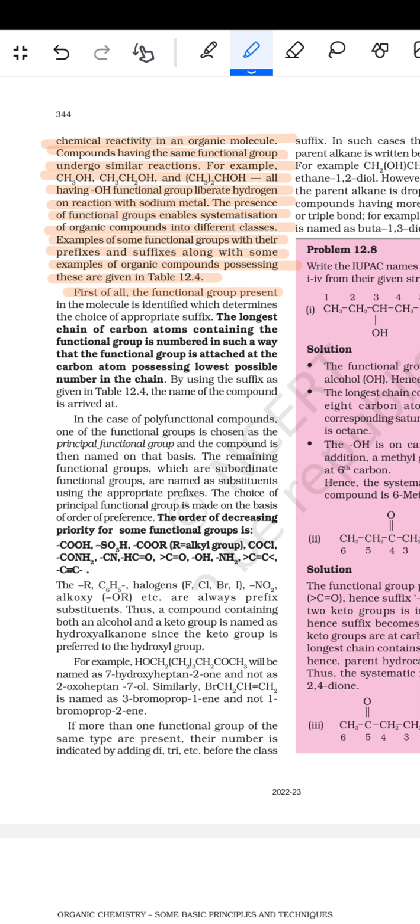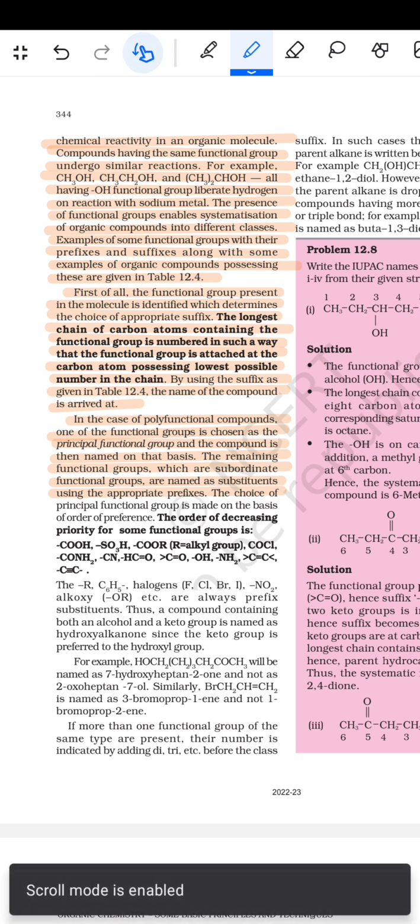First of all, the functional group present in the molecule is identified, which determines the choice of the appropriate suffix. The longest chain of carbon atoms containing the functional group is numbered in such a way that the functional group is attached at the carbon atom possessing lowest possible number in the chain. By using the suffix as given in table 12.4, the name of the compound is arrived at. In the case of polyfunctional compounds, one of the functional groups is chosen as the principal functional group and the compound is then named on that basis. The remaining functional groups, which are subordinate functional groups, are named as substituents using the appropriate prefix.